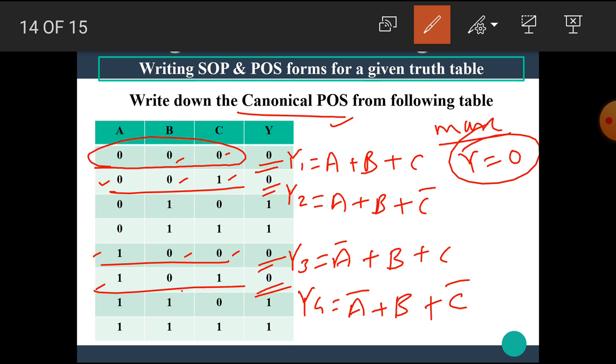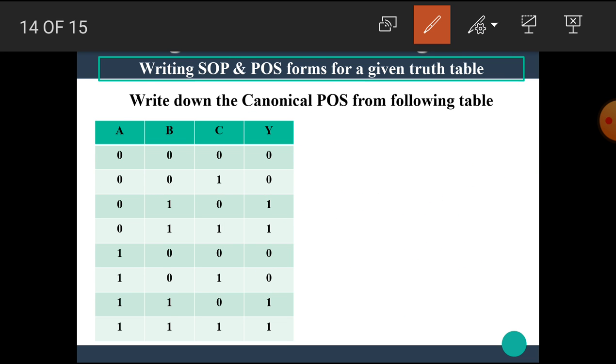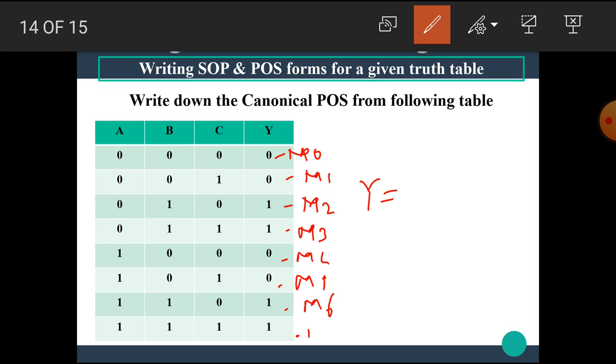This is the canonical POS equation, that means a plus b plus c into a plus b plus c bar into a bar plus b plus c into a bar plus b plus c bar. This is the canonical POS expression. We can write the expression in another way such that y is equal to, this is m0, m1, m2, m3, m4, m5, m6 and m7.